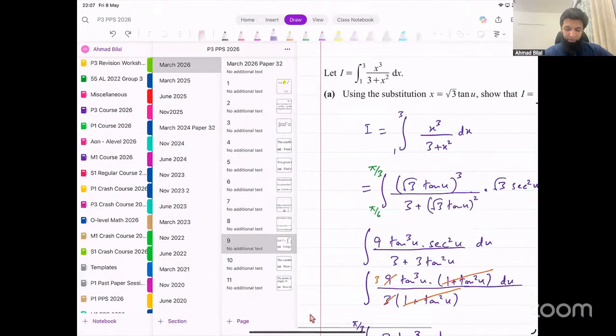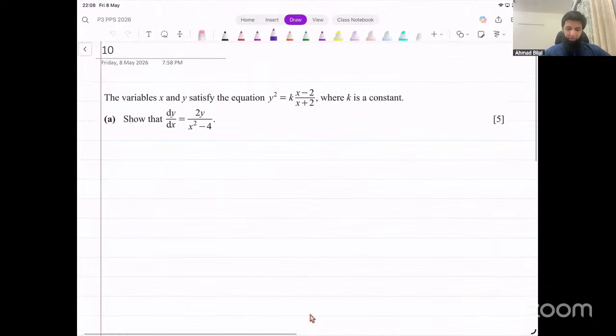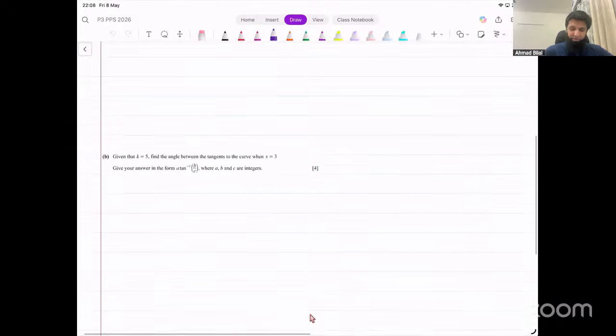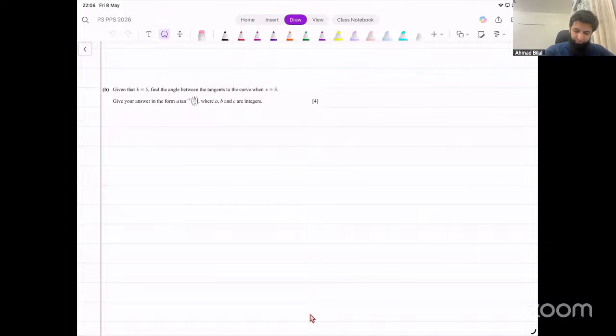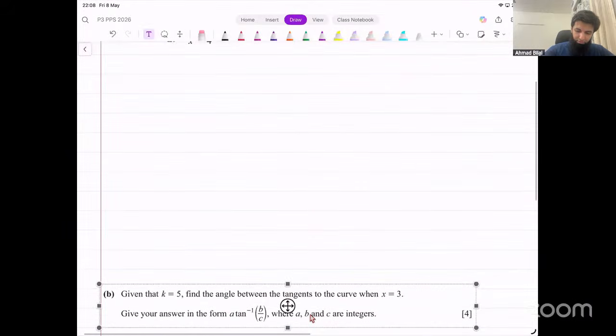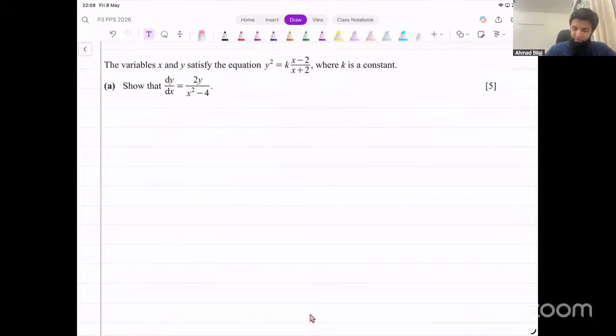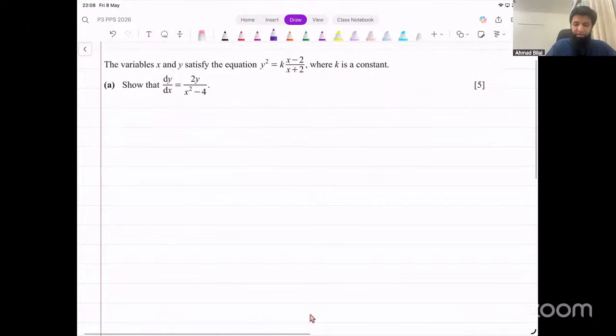Let's look at the next one now. Question number 10. The variables x and y satisfy this equation. Haven't we done differential equations already? No, this is differentiation, not differential equations. The variables x and y satisfy this equation, where k is a constant. Show that dy over dx is equal to this.